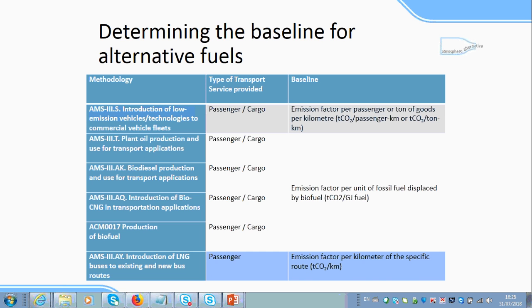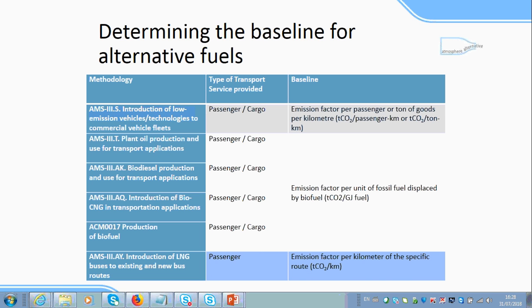And we have the 3 small-scale methodologies: AMS3T, which is oil production and use of fuel; AMS3AK, that's biodiesel production and use; and AMS3AQ, which is about production and use of bio-CNG. So this is basically biogas from different types of anaerobic processes like landfills, anaerobic digestion, wastewater treatment. And finally, there is a large-scale methodology, ACM17, for production of biofuels.